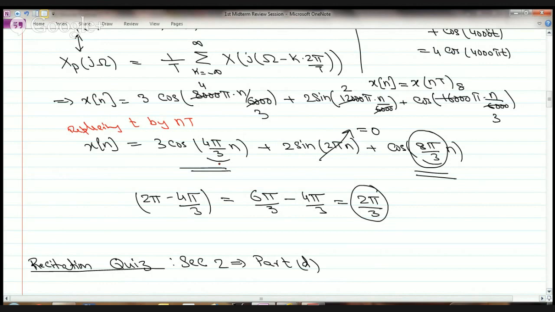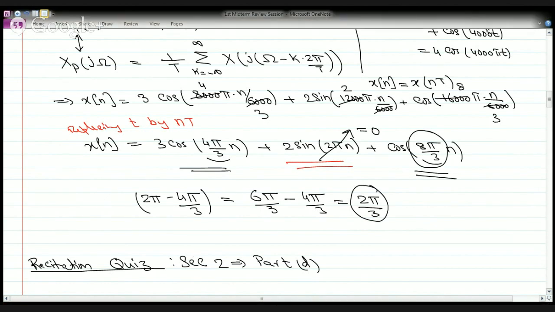Once you get that, then you have expressions or discrete time expressions of cosines. The sine goes to 0, and then you can just use the property of what is the Fourier transform of your discrete time cosines. So that's how you get this solution that is given for part C of the problem. Okay.